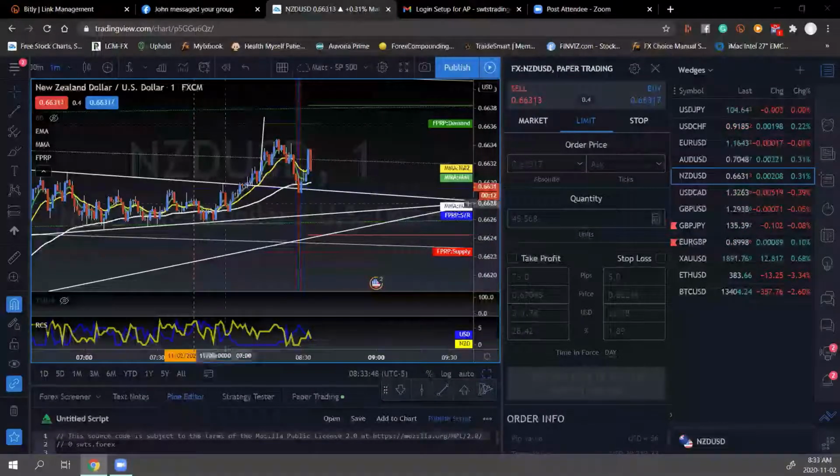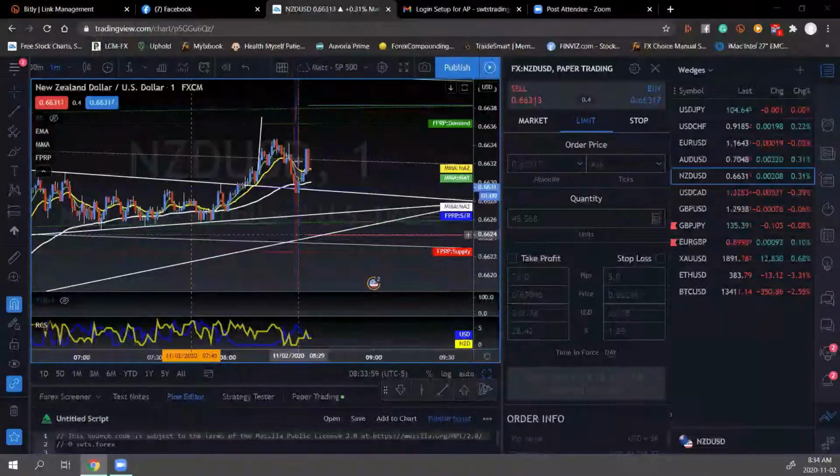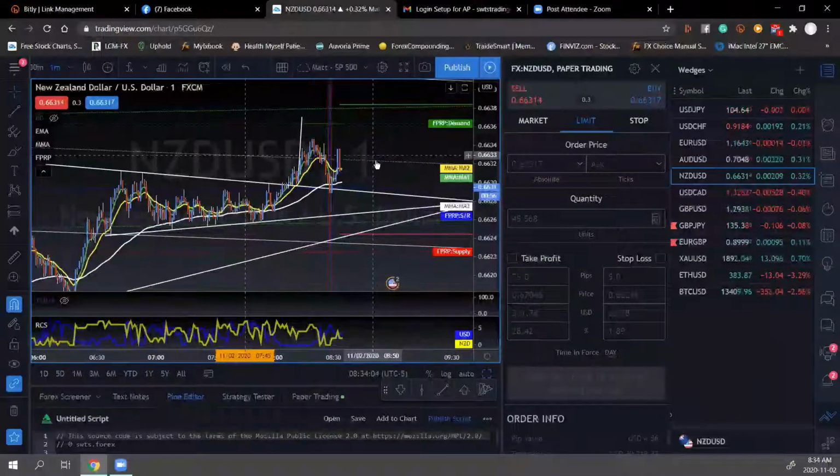Sorry, 66 what? 66.50. This is New Zealand, US. Yep, and there's a non-confirmed trend line, which from a higher time frame is pretty much a daily trend. And there's a fib line right there, 66.50.